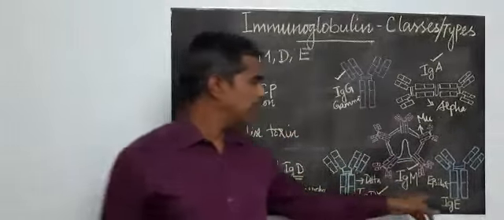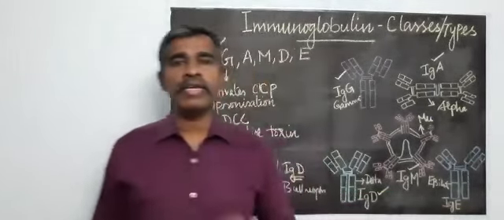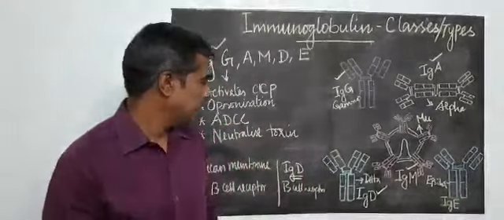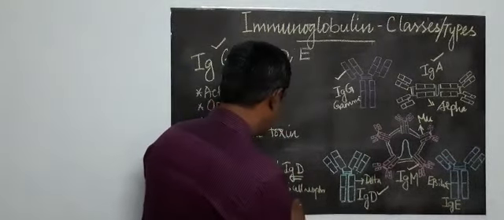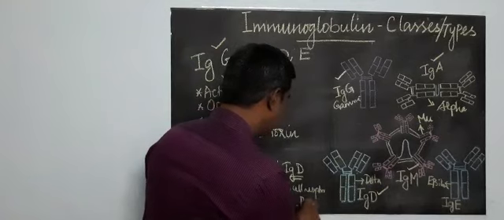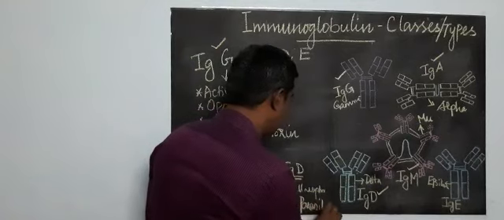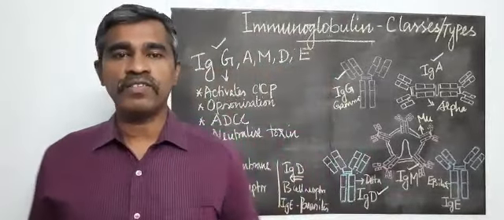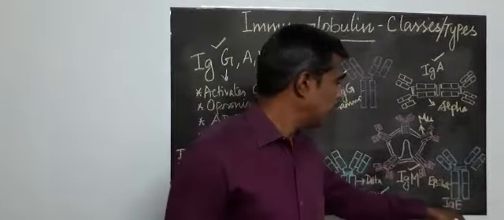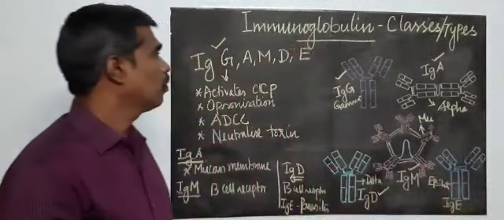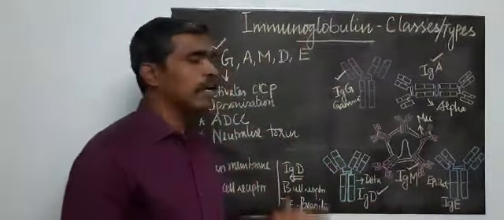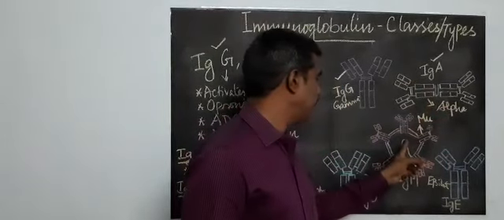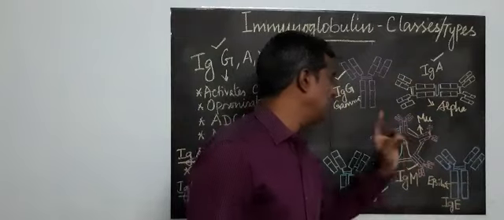And more importantly, this IgE is involved in the hypersensitivity reaction, the type 1 hypersensitivity reaction. So that is IgE. It is giving immunity against the parasites. In addition to that, it is also involved in the process of the type 1 hypersensitivity reaction. So immunoglobulins, there are 5 types: IgG, IgA, IgM, IgD and IgE.